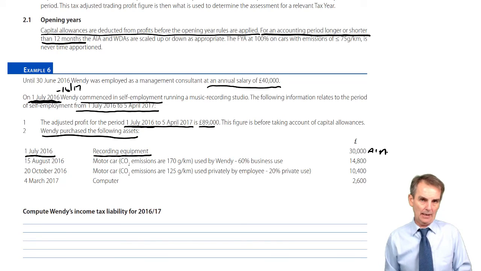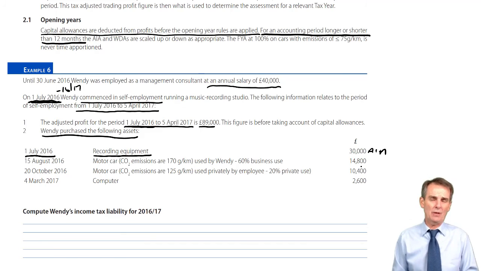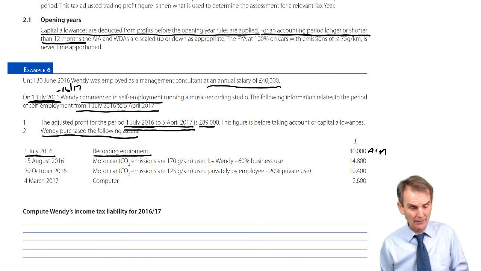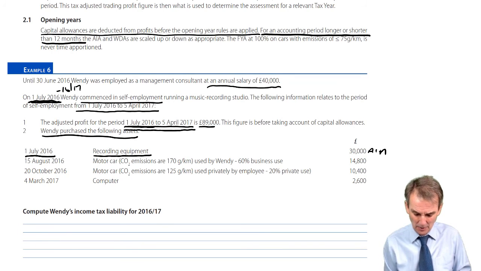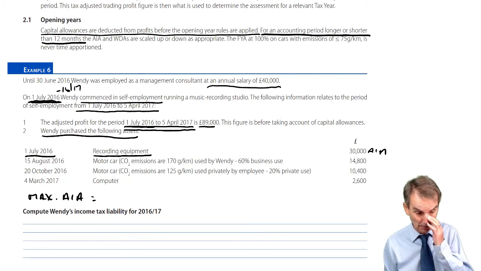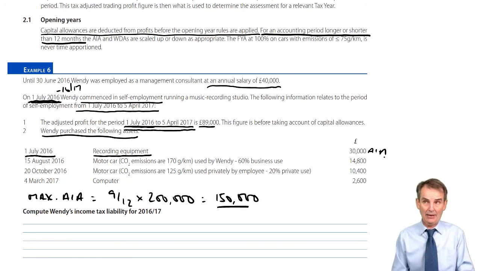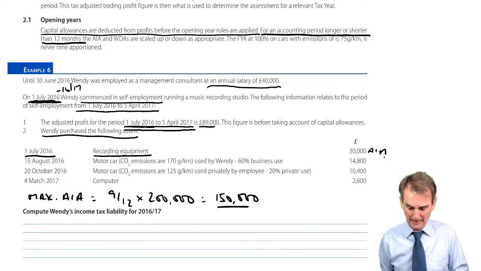What level of AIA? Well, it won't be a problem as the expenditure is only 30. But that opening period, 1st of July 16 to 5th of April 17, how many months is that to the nearest month? Hope we'll agree that that is 9 months. So here we'd know that the maximum AIA for that opening period would be 9/12 of the £200,000, which, as we mentioned a moment ago, would be 150. At the moment, I've only spent 30,000, so all of it will be eligible for AIA.